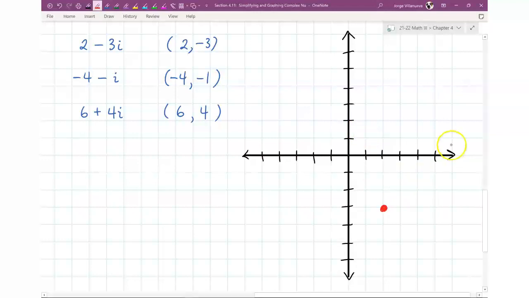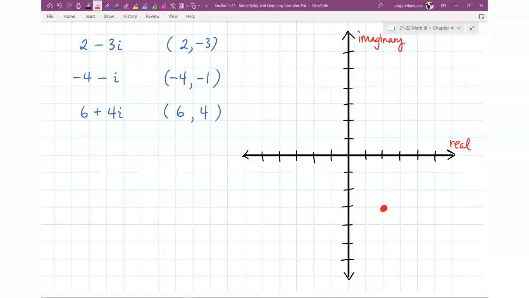Now remember, this is called the real axis, and this is called the imaginary axis, okay? The only difference is they don't like calling them x and y. They want to call them real and imaginary because those are the components: the real component, the imaginary component.